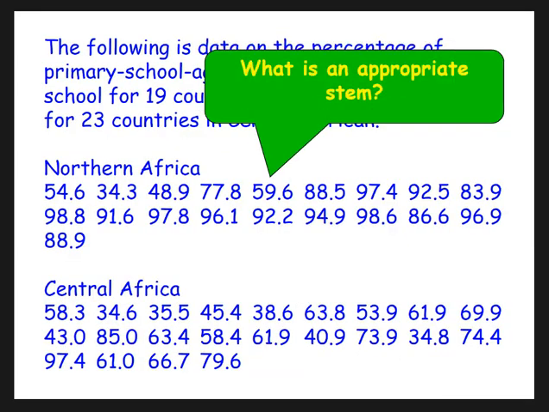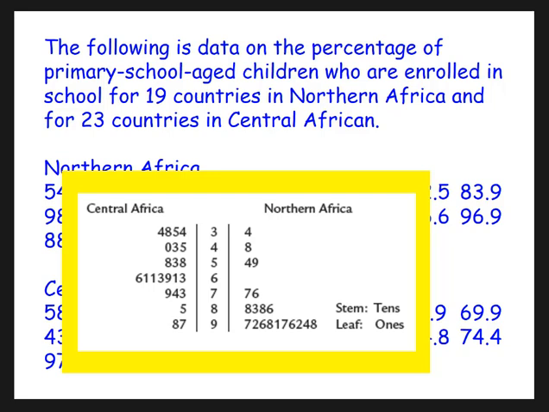For a back-to-back plot, we have one stem, or a comparative plot, and we have the leaves on both sides. So here we can see that in Central Africa, the values tend to be smaller than in Northern Africa.